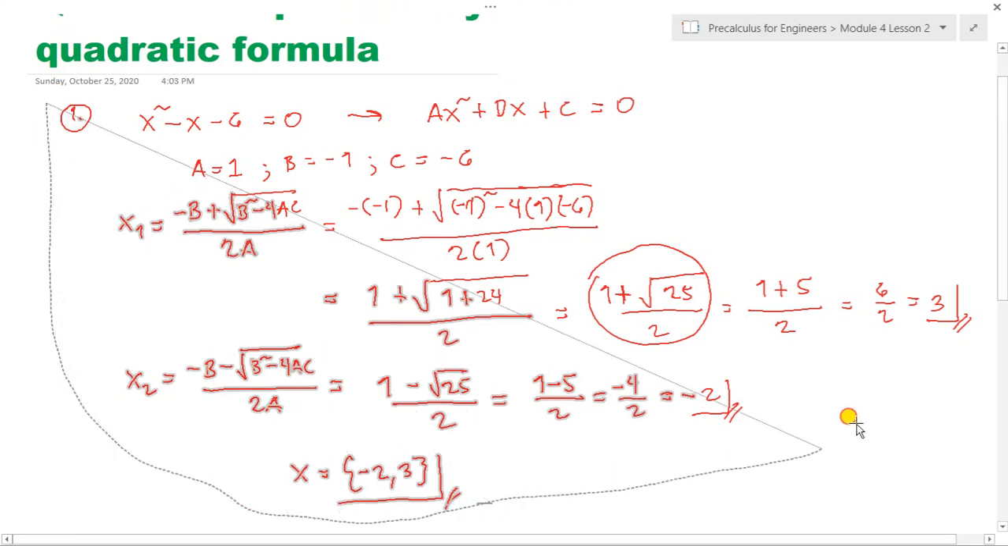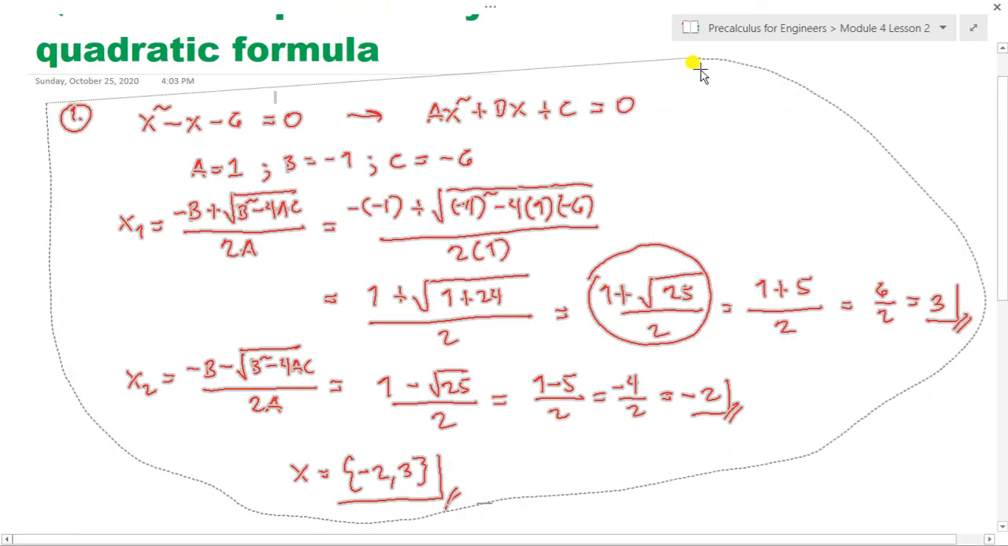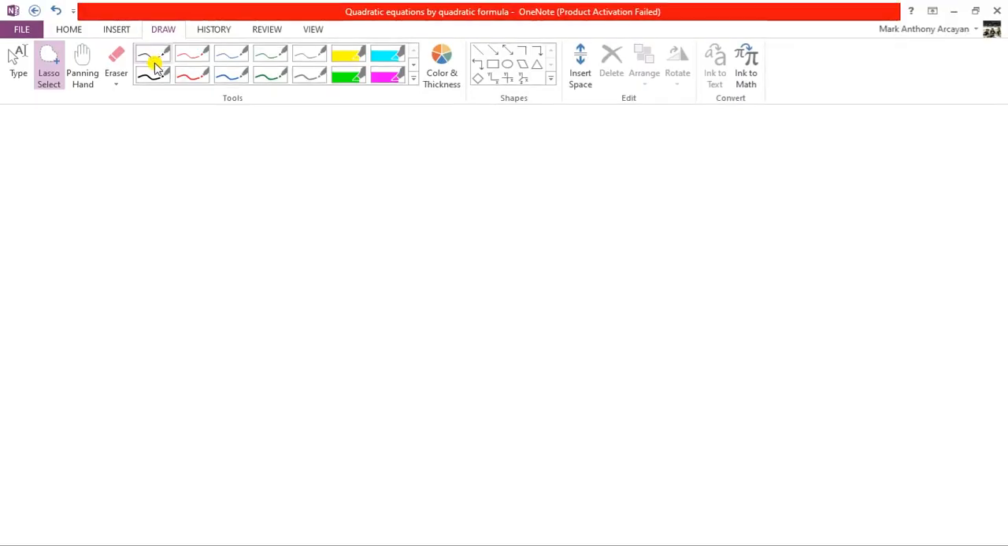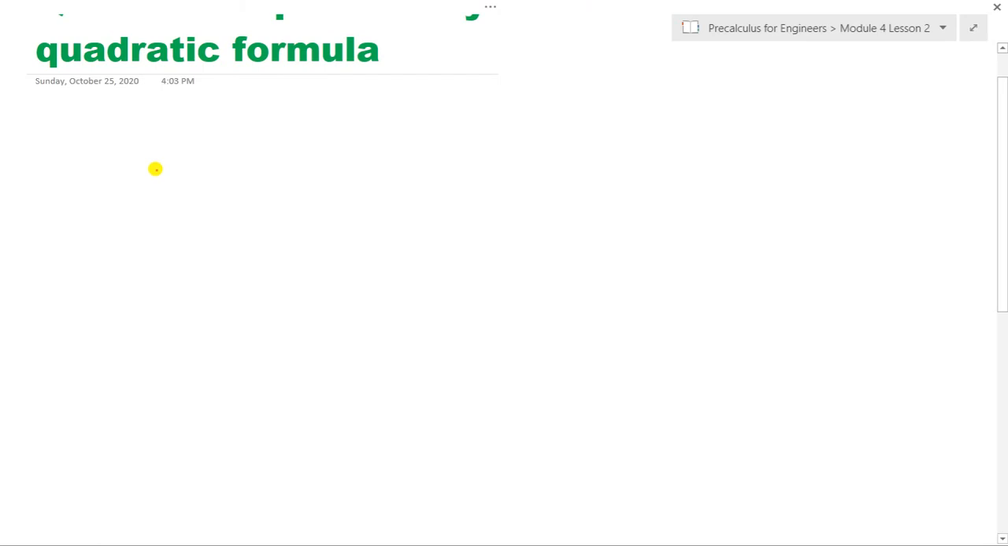So here, class, the way you will use is just direct substitution. Substitute the values into our quadratic formula. So let's say we have another example, example number 2. We have here x squared minus 81 is equal to 0.